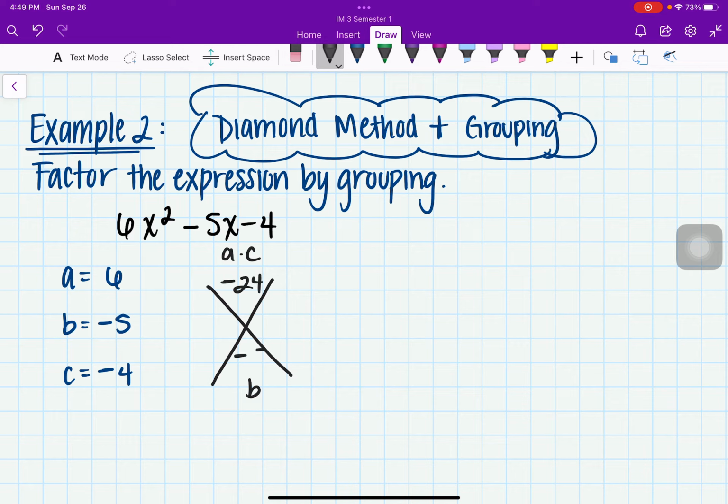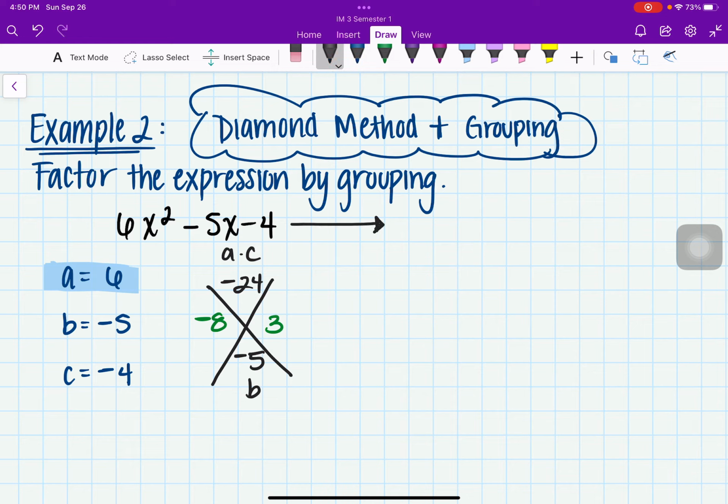B is a -5. So two numbers that multiply to a -24 but add up to a -5 in this case would be the -8 and 3. So from here, I want to go ahead and see if my leading coefficient is 1. In this case, it's not. So we're actually going to go ahead and move on to grouping.